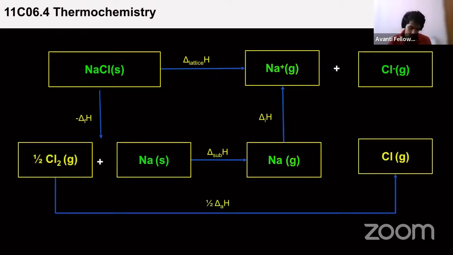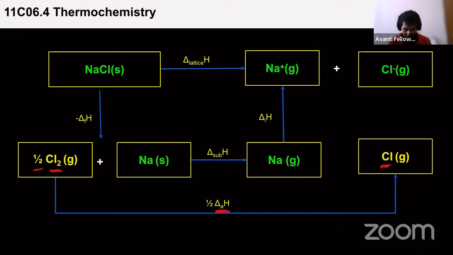Okay. Now come to chlorine. First, chlorine is in Cl2 form. We'll break the Cl-Cl bond and we'll get one chlorine. What are we doing? We are atomizing the bond, so we'll call it atomization enthalpy. From two chlorines, we are getting one chlorine, and how many moles are we taking? Half mole. So the enthalpy will also exactly be half of the 1 mole enthalpy.